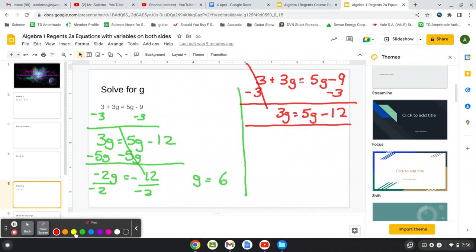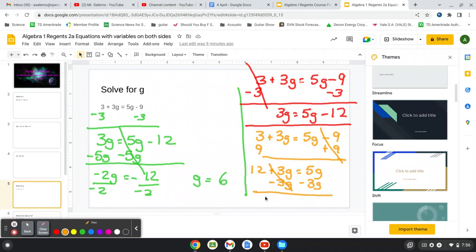What if, let's use this color. We'll put it up again. What if I did something different? Like, what if I got rid of the 9 right away? I just wanted to get rid of the 9. Why not? Right? So I'll just add the 9 on both sides. Do that. Right? Now I have 12 plus 3g equals 5g. So I want to minus the 3g on both sides because I don't want to minus the 5g. Then we'll just get 0. We don't want 0. Right, that'll cancel out. And we have 12 equals 2g, and we get the same answer. G equals 6. So see, it doesn't matter which way you do it. You'll get the same answer.